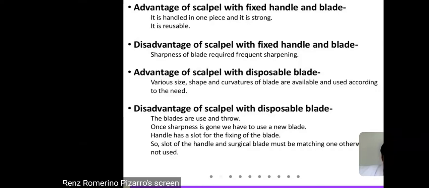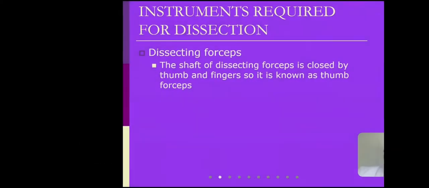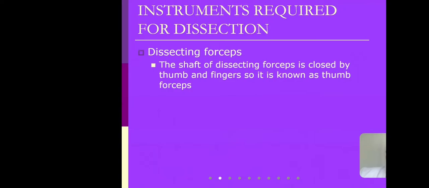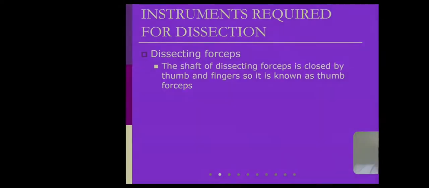The handle has a slot for fixing the blade. So the slot of the handle and the surgical blade must match, otherwise it is of no use. Instrument required for dissection: the next instrument is dissecting forceps. The shaft of dissecting forceps is closed by thumb and finger, so it is known as thumb forceps.